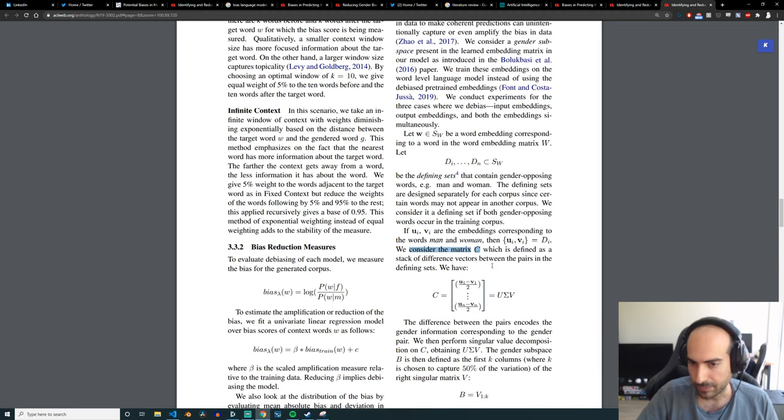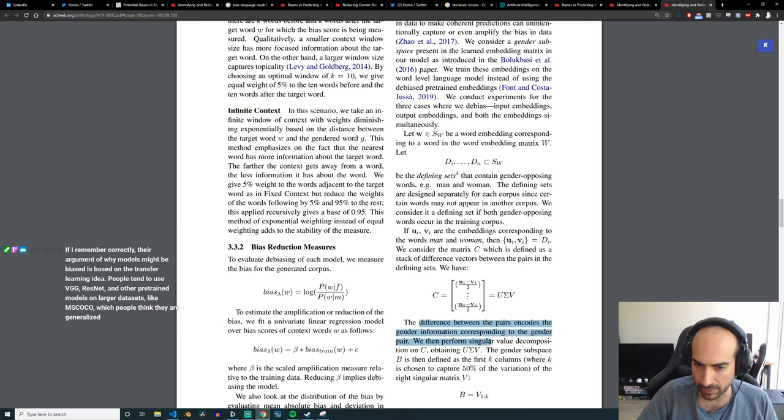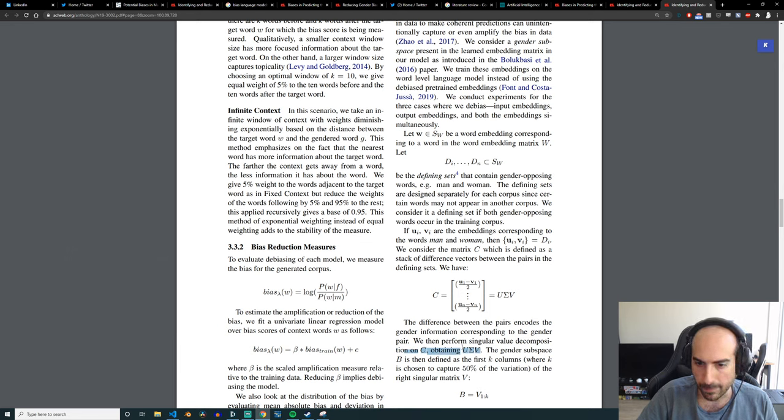So far we have this. The difference between the pairs encodes the gender information corresponding to the gender pair. We then perform a singular value decomposition on C, obtaining this. The gender subspace B is defined as the first k columns of the right singular matrix V.